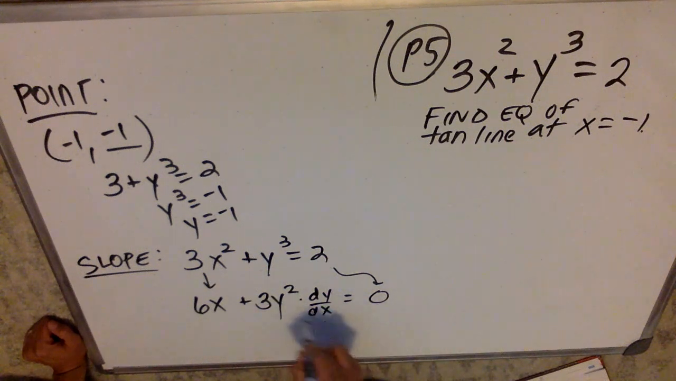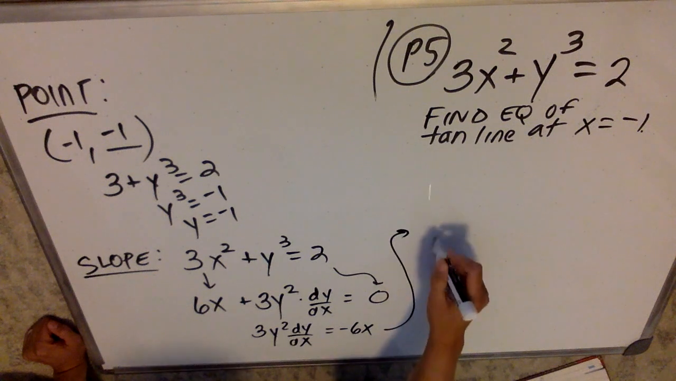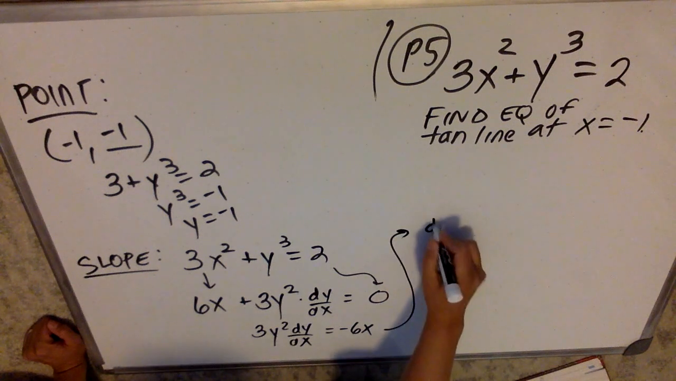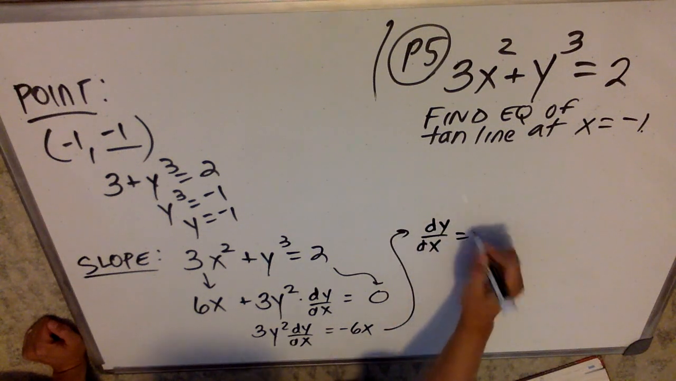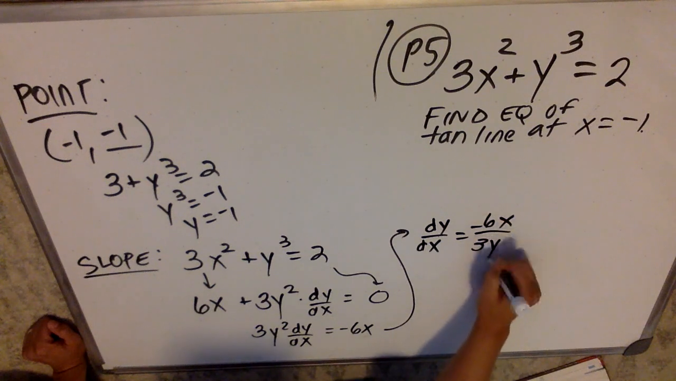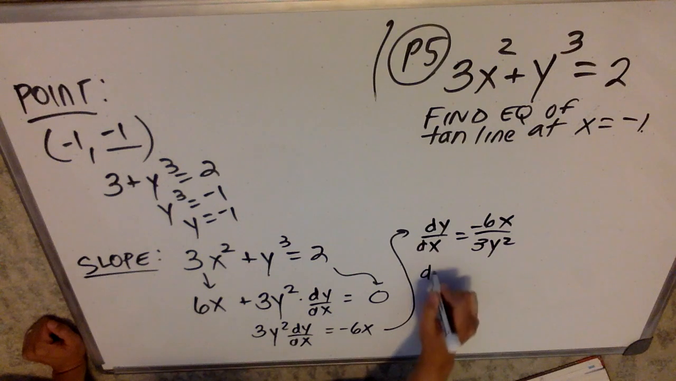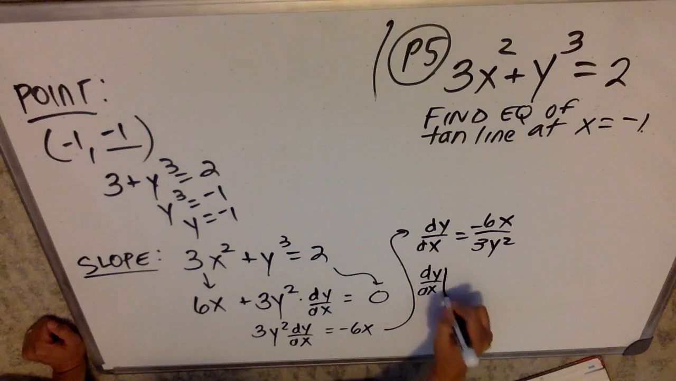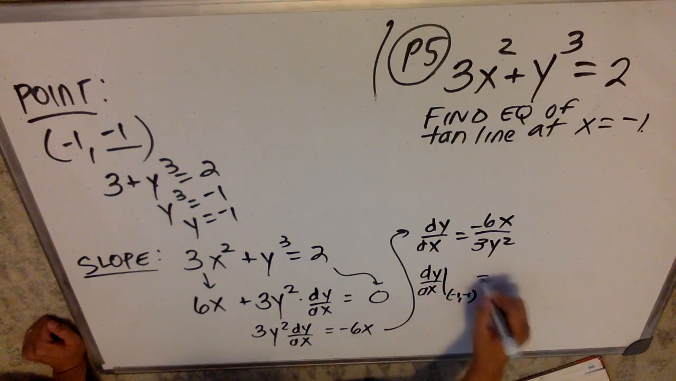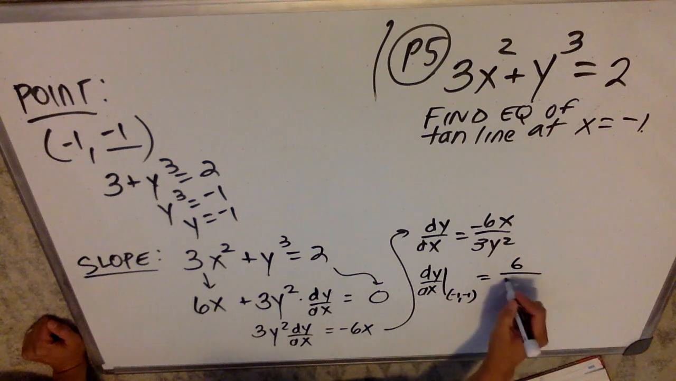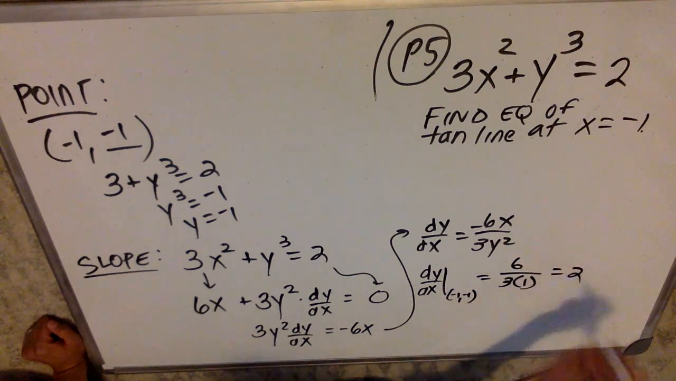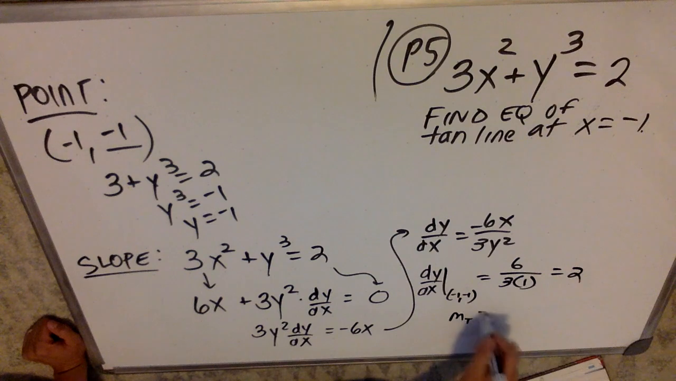Okay, so I want to solve for dy dx. So I'm going to get 3y squared dy dx equals negative 6x. I'm going to divide by the 3y squared. So I'm going to get dy dx equals negative 6x over 3y squared. Now you can simplify this if you want, or you can just go ahead and plug in those negative 1s, right? So my slope is going to be my dy dx evaluated at negative 1, which is going to be a positive 6 on top of a 3 times a 1. So I get a slope of 2, right? That means my tangent slope is a 2.